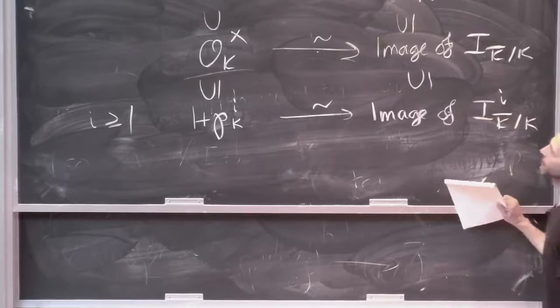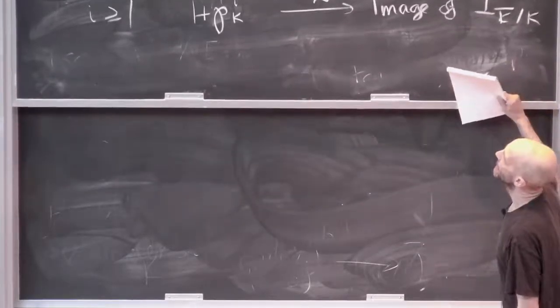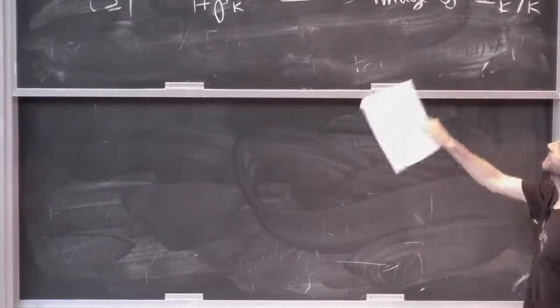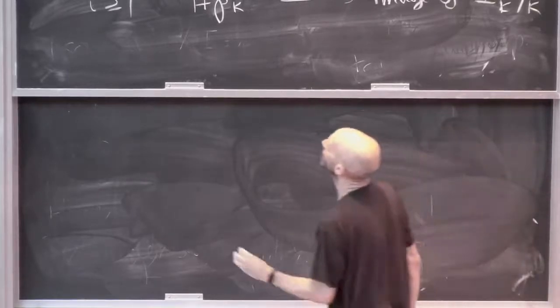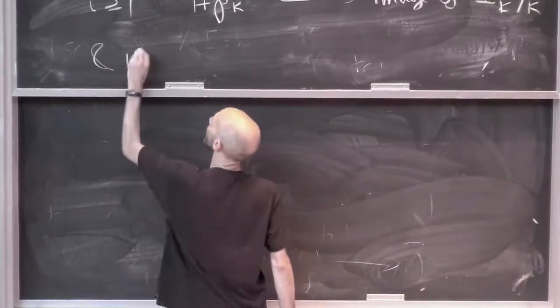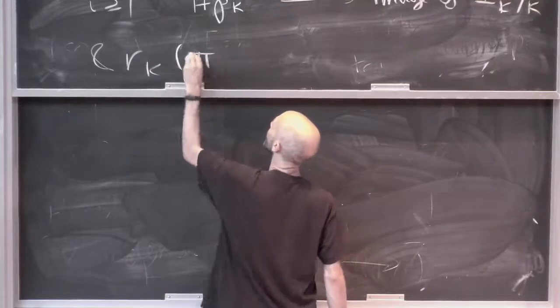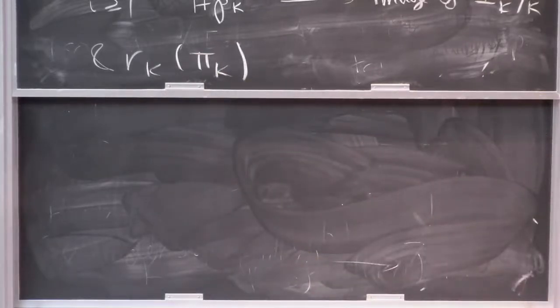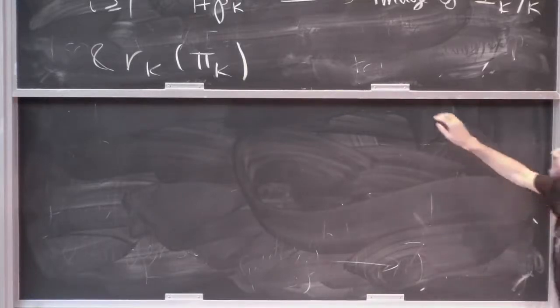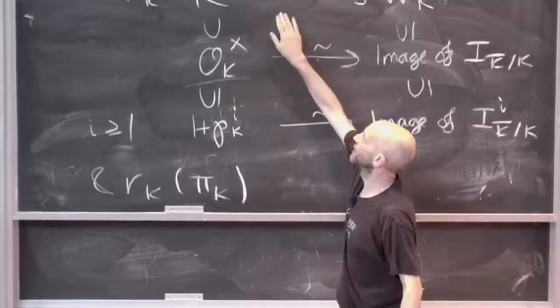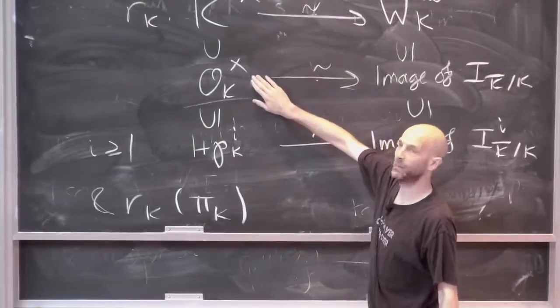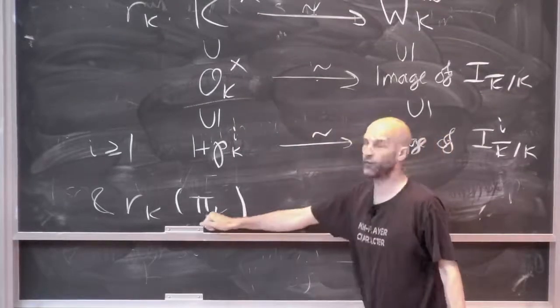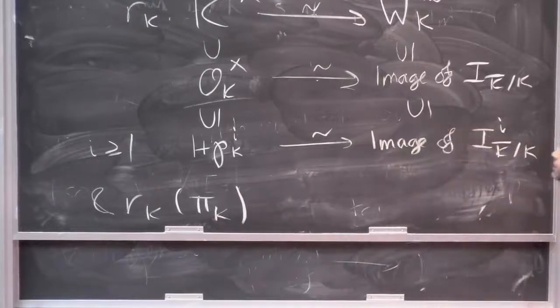So that's kind of cool. And now I should probably say that K contains π_k, and R_K of π_k. π_k is some random element of K. There's no canonical choice, this is kind of interesting. K* is this local field, and the units in this local field are a completely canonical thing, but the uniformizer is not canonical. You have to choose a uniformizer.